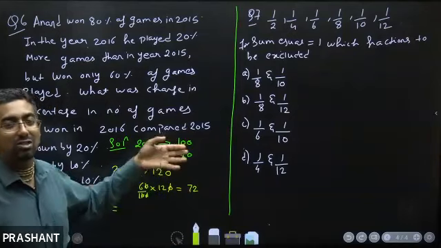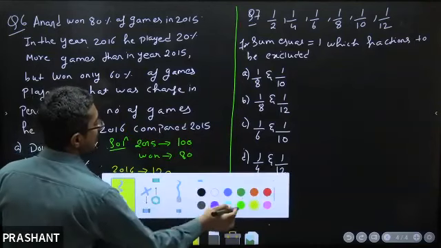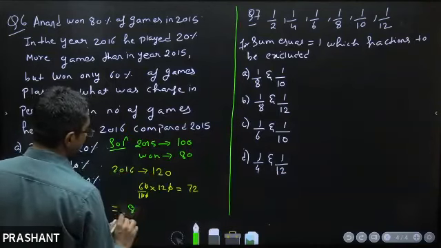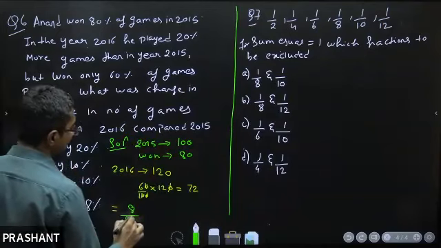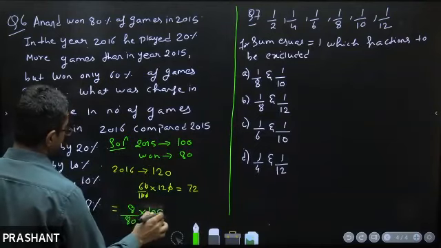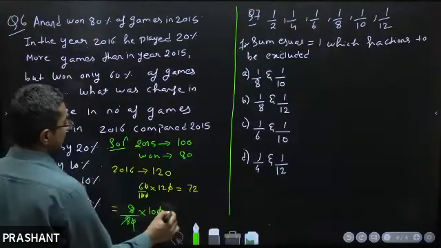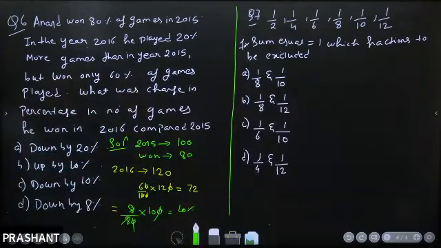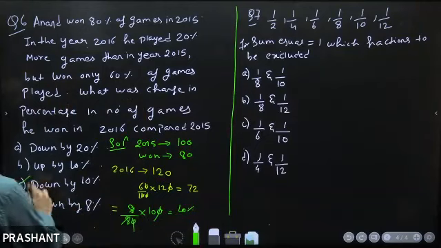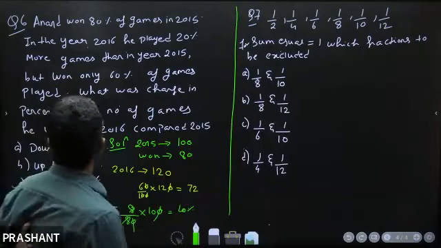So what is the change? Change you have to write down in the numerator, so change is 8 games. We have to find it with respect to 2015, so in 2015 how many did he win? 80, and multiply by 100. So 0 0 cancel, 8 8 cancel, that is 10%. So you can see in 2016 the number of games is lower, right? So that is down by 10%. Understood? Yes or no?